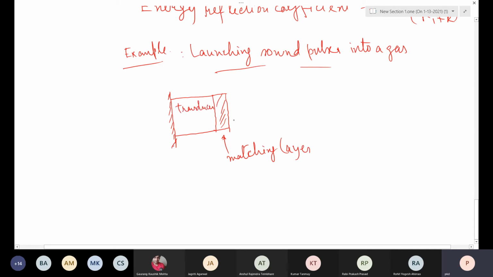The transducer, and here is one gas, or it could be air, but in the example there is a gas chamber. That acoustic impedance is given as 500. This is the lead niobate transducer. R1 is 1.6 into 10 to the power 7.